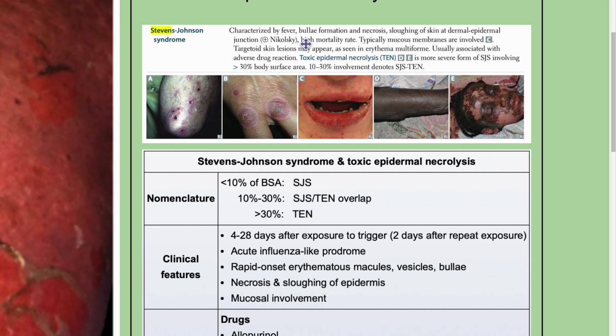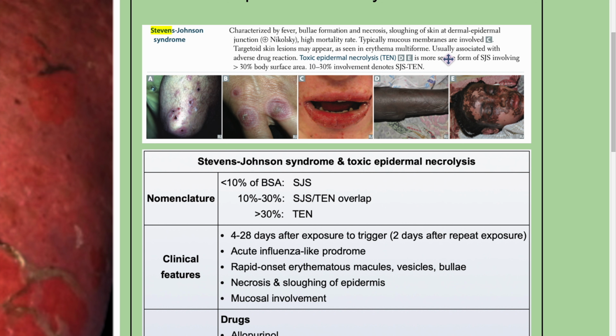positive Nikolsky sign, high mortality rate. Typically, mucous membranes are involved. Targetoid skin lesions may appear, as seen in erythema multiforme, usually associated with adverse drug reactions. Toxic epidermal necrolysis (TEN) is a more severe form of SJS, involving more than 30% of body area. If it's 10 to 30% involvement, it denotes SJS/TEN overlap.